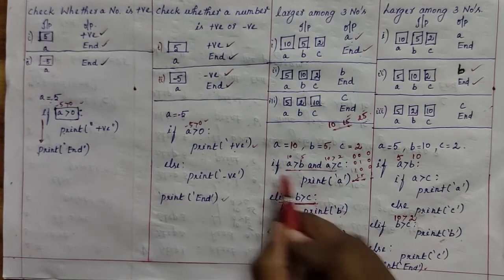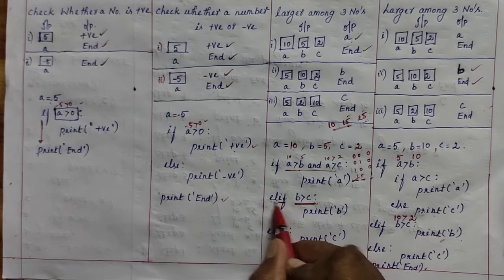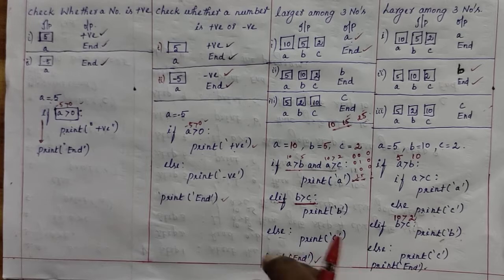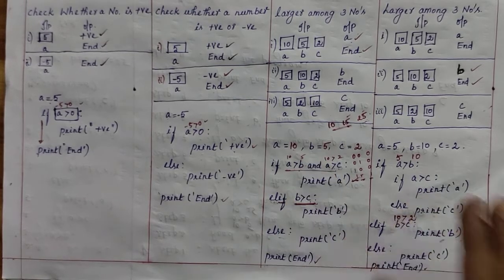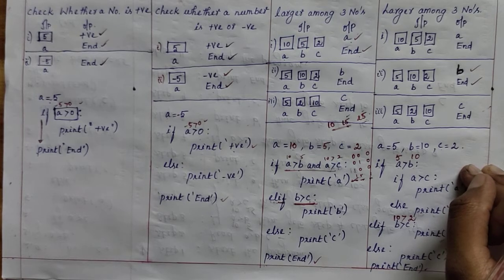And keep in mind, if must be followed by a condition, and elif is also followed by a condition, only else is not followed by any condition. Okay, that is very important. So this is about the third category, and now we are going to see the fourth category.